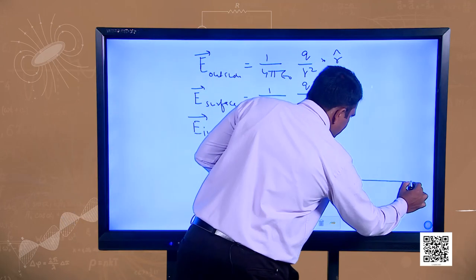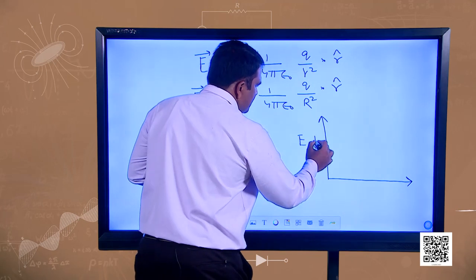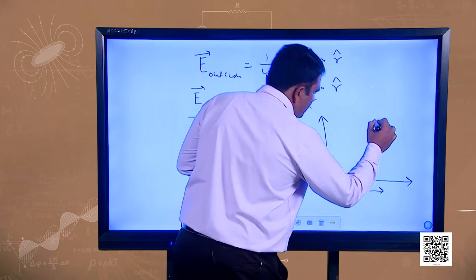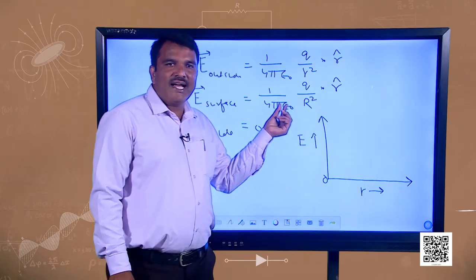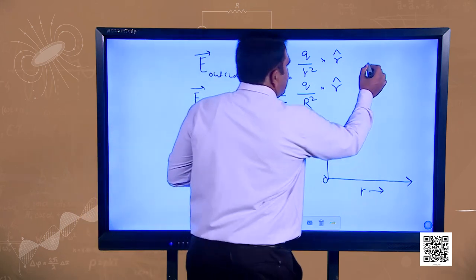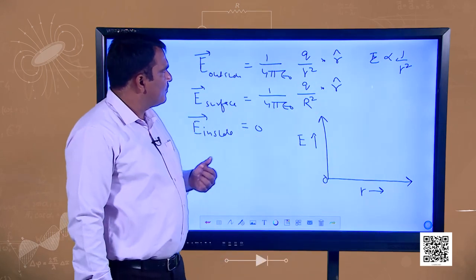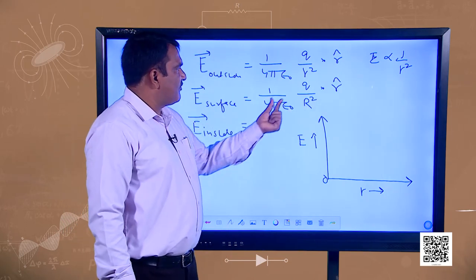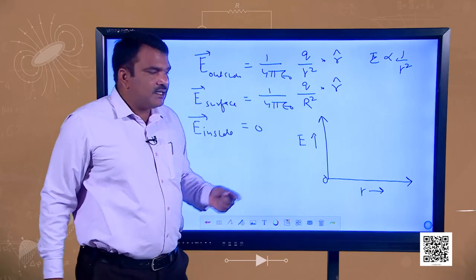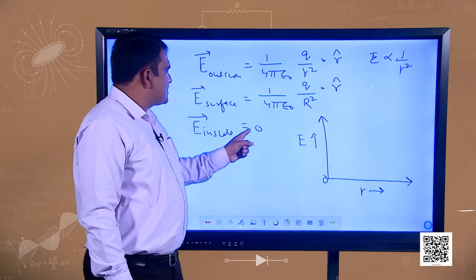Can you try it? So we can take electric field on the y-axis and the distance of the point from the center of the cell on the x-axis. If you look at the electric field at any point outside, it is inversely proportional to r square. And the electric field on the surface of the cell is constant. As you know that 1 by 4 pi epsilon naught is constant, charge is constant, and the radius of the sphere is also constant. And electric field inside the cell is 0.